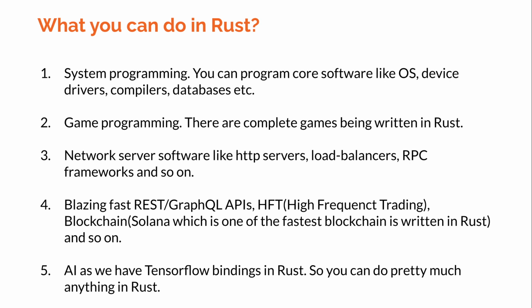Now, the fifth is the main AI side. Okay, so you can do AI programming in Rust, although not many frameworks are available and the ecosystem is not mature as of now. We have TensorFlow bindings in Rust. So yeah, whatever you can do in TensorFlow, you can do in Rust as well.